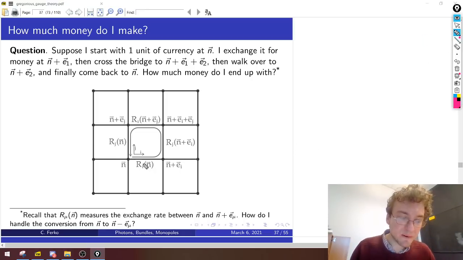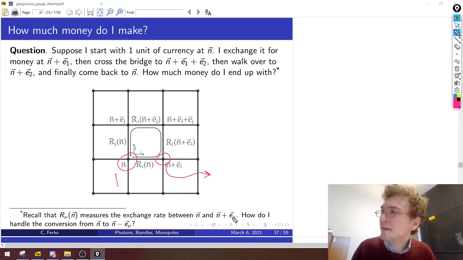Maybe I'll ask an easier question first. So the first step, let's not do the whole loop at once. Let's start with 1 unit here. So here I have 1. When I go 1 unit to the right and I'm sitting here, how much money do I have in the local currency when I sit here after the first step?